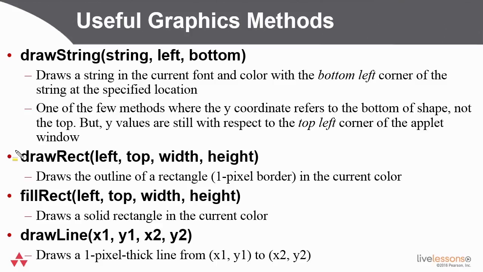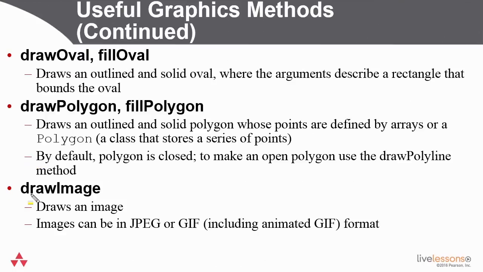One is that they come in pairs. There's draw something or another and fill something or another. The draw something or another does the outline, the fill something or another does the inside. So draw oval, the outline of an ellipse, fill oval, fills in the ellipse. Polygon, draw polygon, fill polygon.